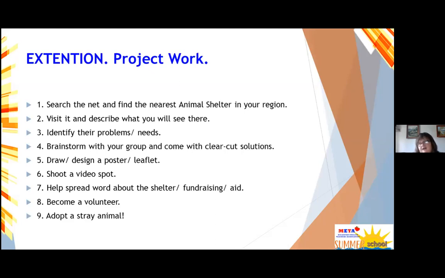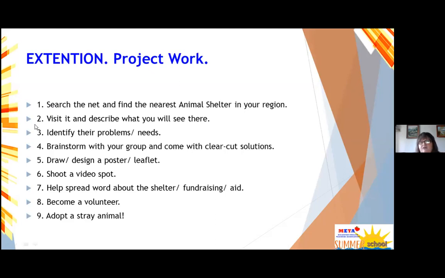I suggest some project work for this lesson. It's up to you how you join the students, either as neighbors, or friends. In relation to this lesson, I would suggest searching the net to find the nearest animal shelter in their region, paying a visit, and describing what they see there.